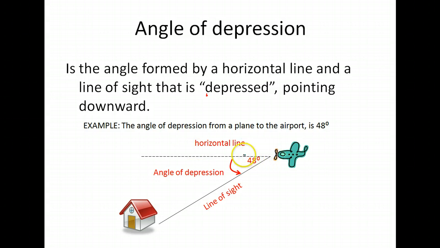The airplane is flying this direction. Notice here's our horizontal line, and we do have an angle formed, but to form that angle, it's opening downward from the horizontal line. So this is an angle of depression.